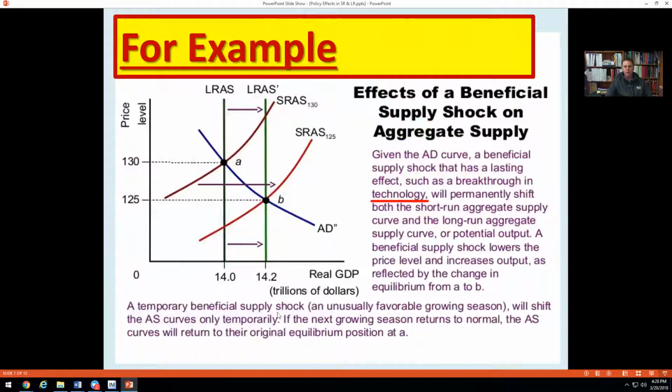A temporary beneficial supply shock, usually a favorable growing season, for example, with an unusually favorable growing season, will shift the AS curve only temporarily. If the next growing season, for example, is not good, it will shift back. So something like technology, which is typically sustainable, that'll move this. But if it's something just like, hey, we did good for a little while, AS will shift to the right, and then it shifts back to where we were if the growing season returns to normal, for example.